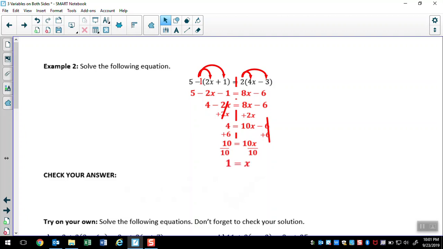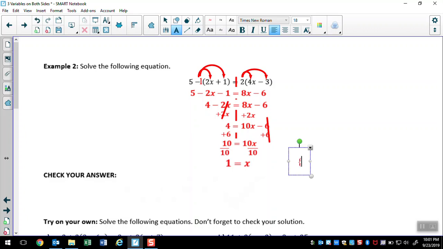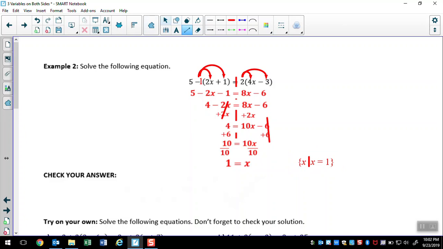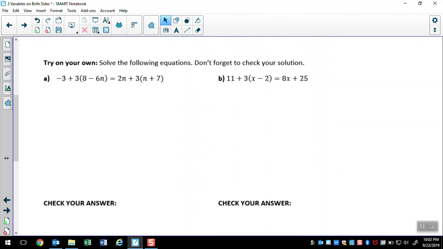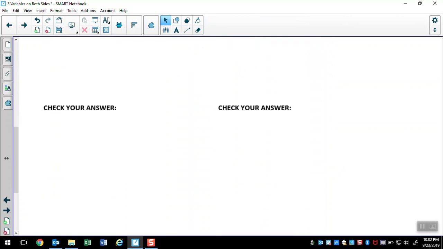Now if we were to put this into set builder notation, I'm going to flip it around so that it now says x equals 1. And then I put all the other little pieces in there. Okay, all right. That is how you solve multi-step equations with variables on both sides. So now you have 2 more to try on your own and then check your answer. You can stop the video now and complete those. I will see you in class next time.